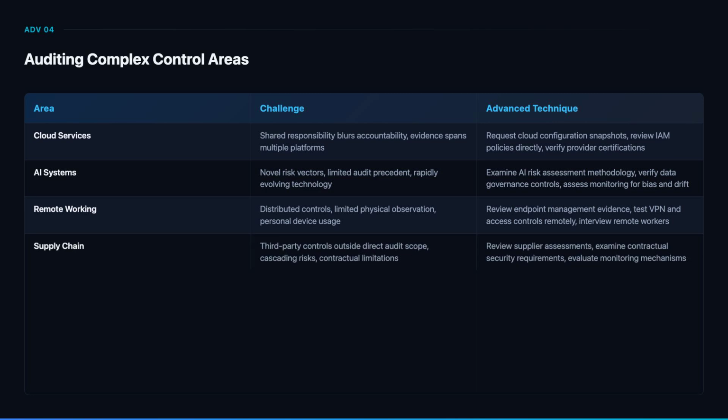Auditing supply chain security means evaluating how the organization manages risks it cannot directly control. Review supplier security assessments and their methodology. Examine contracts for security requirements, incident notification clauses, and right-to-audit provisions. Evaluate whether the organization actually monitors supplier security posture or relies solely on initial assessments. Focus on the management system for supplier risk, not the suppliers themselves.